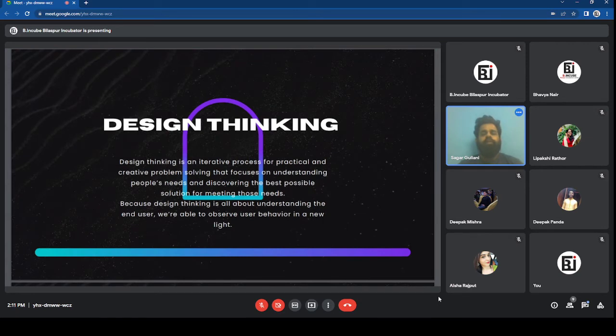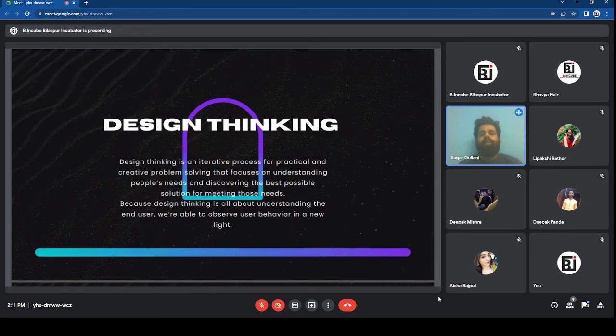Yeah, thank you. So design thinking. Design thinking is an iterative process for practical and creative problem solving. It focuses on understanding people's needs and discovering the best possible solution for meeting those needs. Because design thinking is all about understanding the end user, we are able to observe user behavior in a new light.